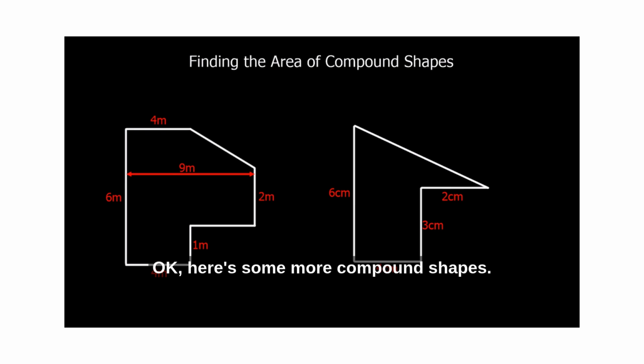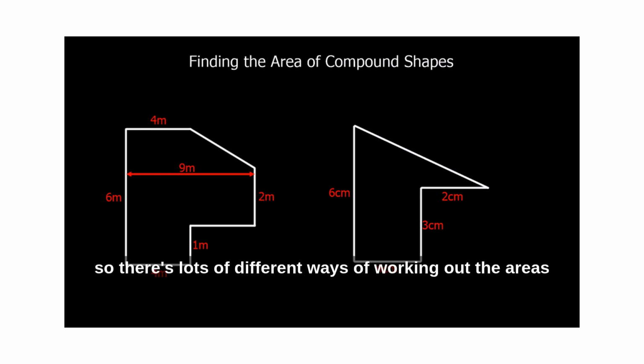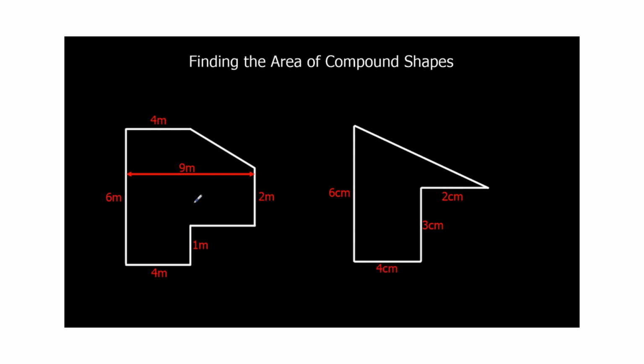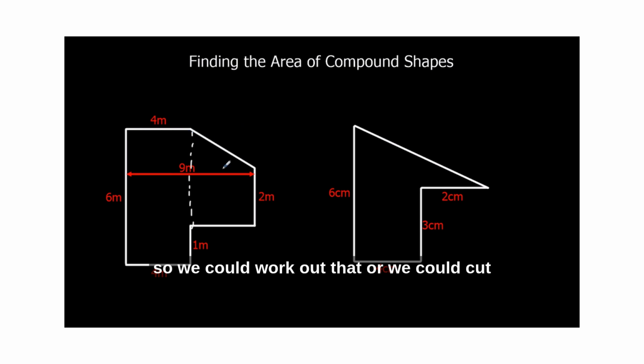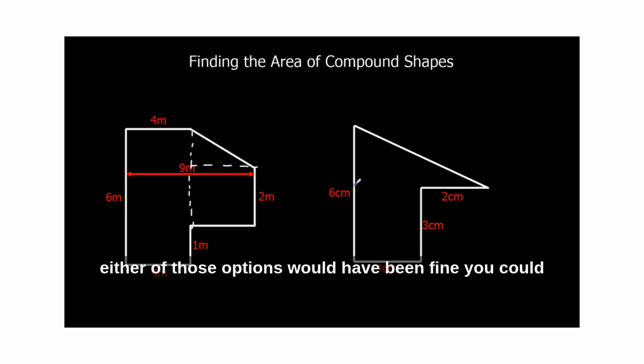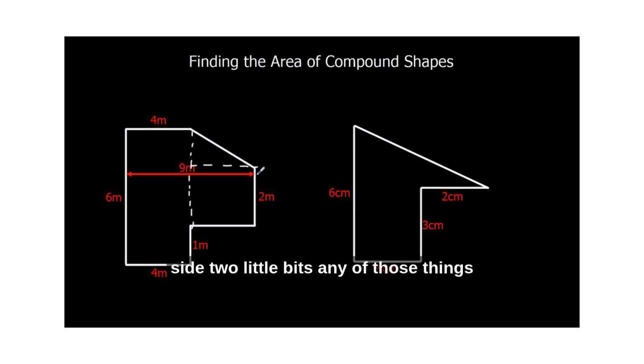Okay, here's some more compound shapes. See if you can work out the areas. Okay, so there's lots of different ways of working out the areas of these shapes. If we cut it up here, we can have a rectangle and a trapezium, or we could cut it again and have two rectangles and a triangle. So either of those options would have been fine. You could have even done the whole shape, take away the two little bits. Any of those things work.